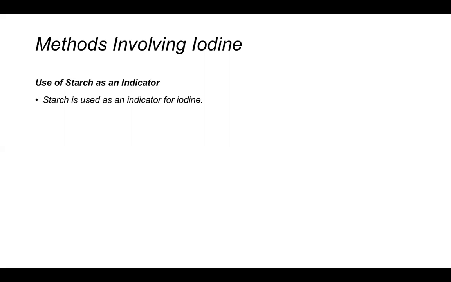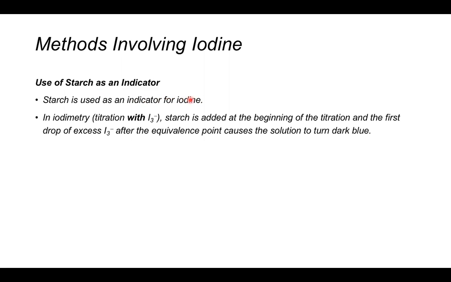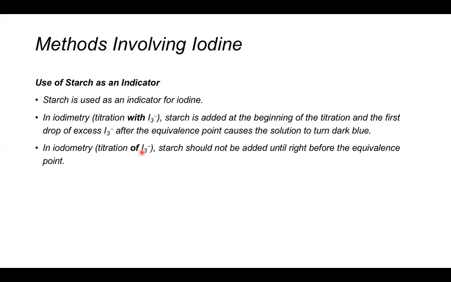So starch is used as an indicator for iodine. That's because of its bright blue color. In iodimetry, this is titration with triiodide. Starch is added at the beginning of the titration, and the first drop of excess triiodide, after the equivalence point, causes the solution to turn dark blue. And it is a very, very vibrant dark blue color. In iodometry, which is titration of triiodide, so this is where we're titrating with the standard thiosulfate solution, starch should not be added until right before the equivalence point.